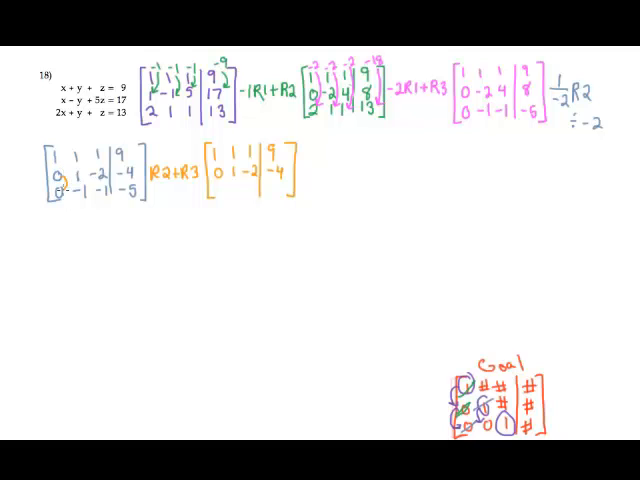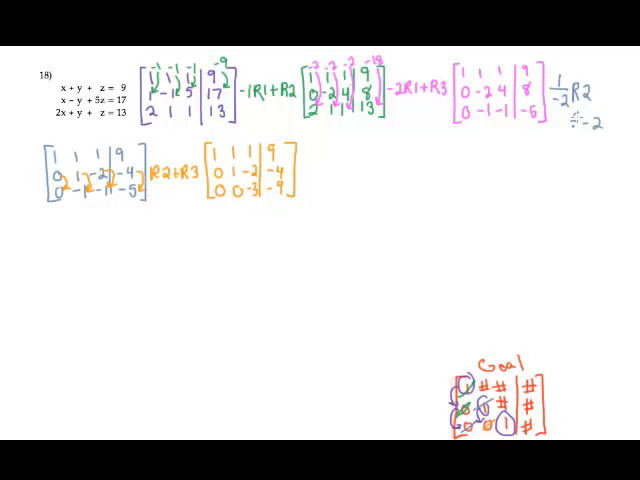0 plus 0 is 0. 1 plus a negative 1 is 0. Negative 2 plus negative 1 is negative 3. Negative 4 plus negative 5 is negative 9. So that's the 0 that we wanted down here in our goal. Last thing we want is to get a 1 where that negative 3 is.